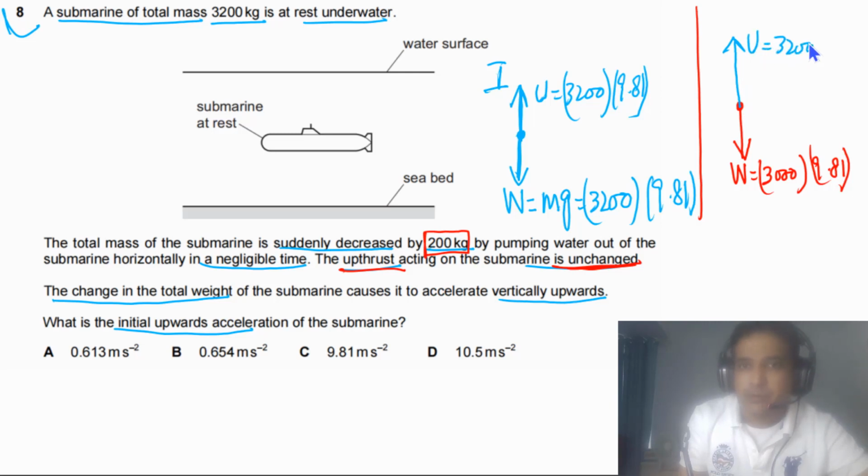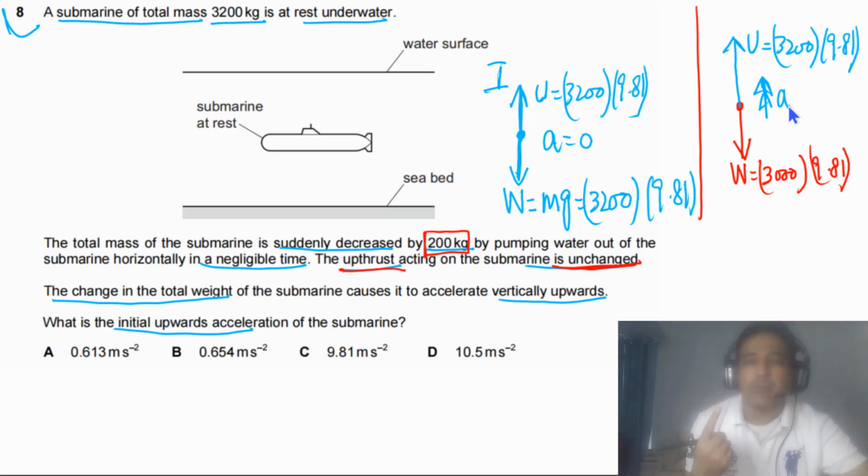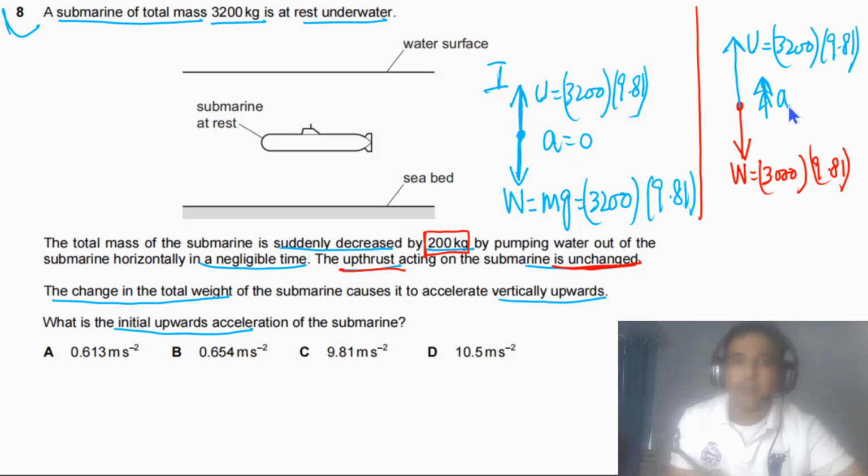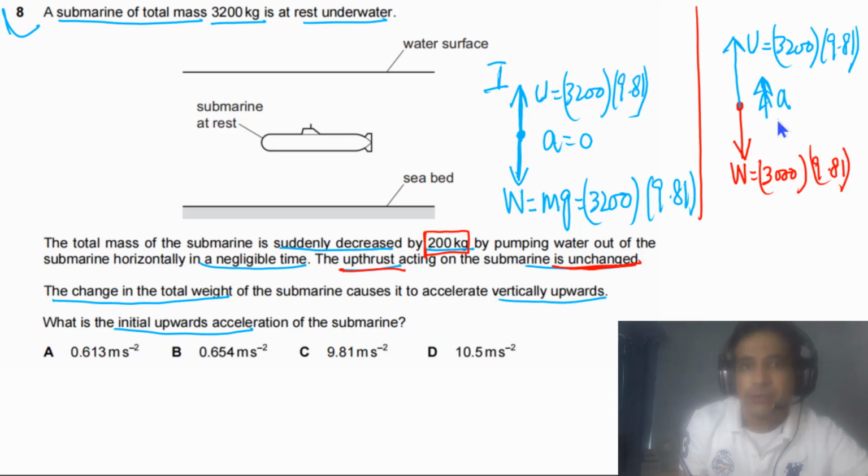Upthrust is equal to 3200 times 9.81. In case 1, acceleration is equal to 0, but in this case the submarine will accelerate vertically upwards because the upward force is greater than the downward force. And we need to calculate a.